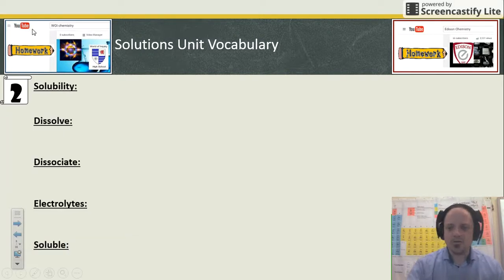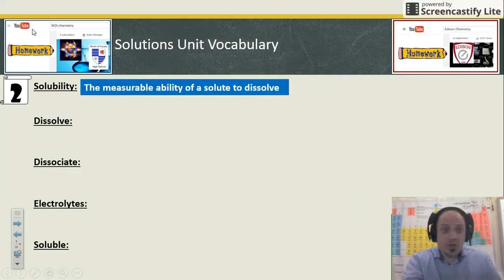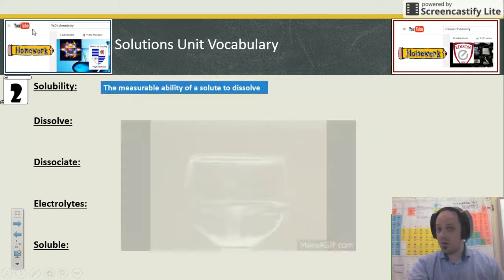Next set, 5, solubility. It is a measure using reference table G typically of how much solute can dissolve in how much solvent. It's a measurability of solute to dissolve. How much will dissolve? That's your solubility. 5 grams per 100 milliliters, great, that's your solubility. There we go. Dissolve, I just used the word, now let's define it.